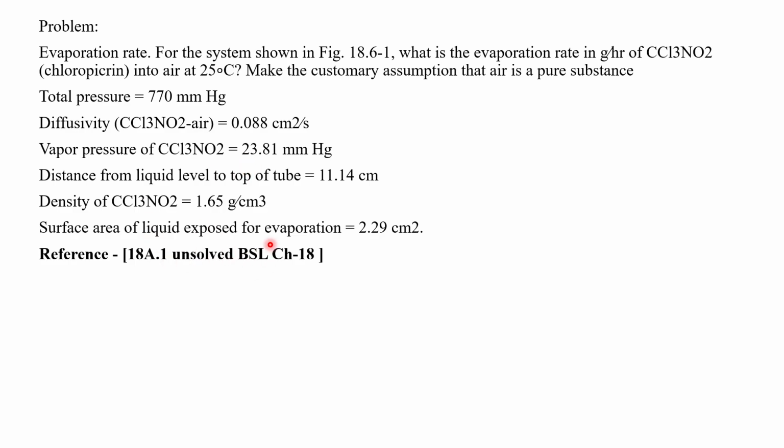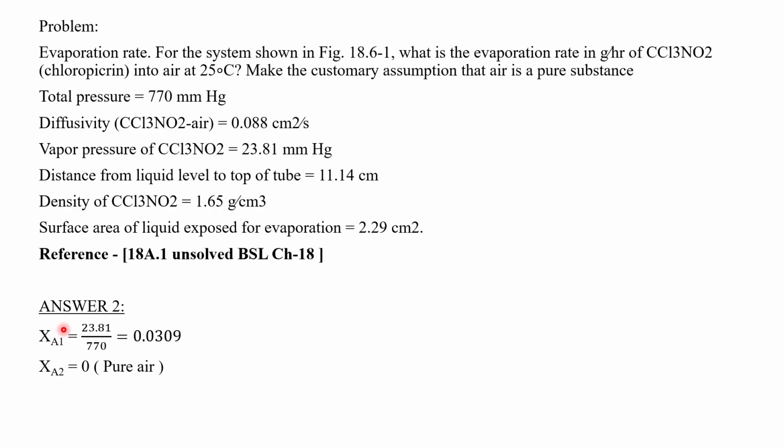It will be 18.A1 BSL, the first unsolved question. Total pressure is given as 770 mmHg, slightly above atmospheric pressure. We have to find the evaporation rate of CCl3NO2 into air. Air is a stagnant gas B here, and CCl3NO2 is the volatile component A. We can assume that air is a pure substance. This will later be helpful in calculating xA2. Diffusivity is given, vapor pressure, and all the properties of the system are given.